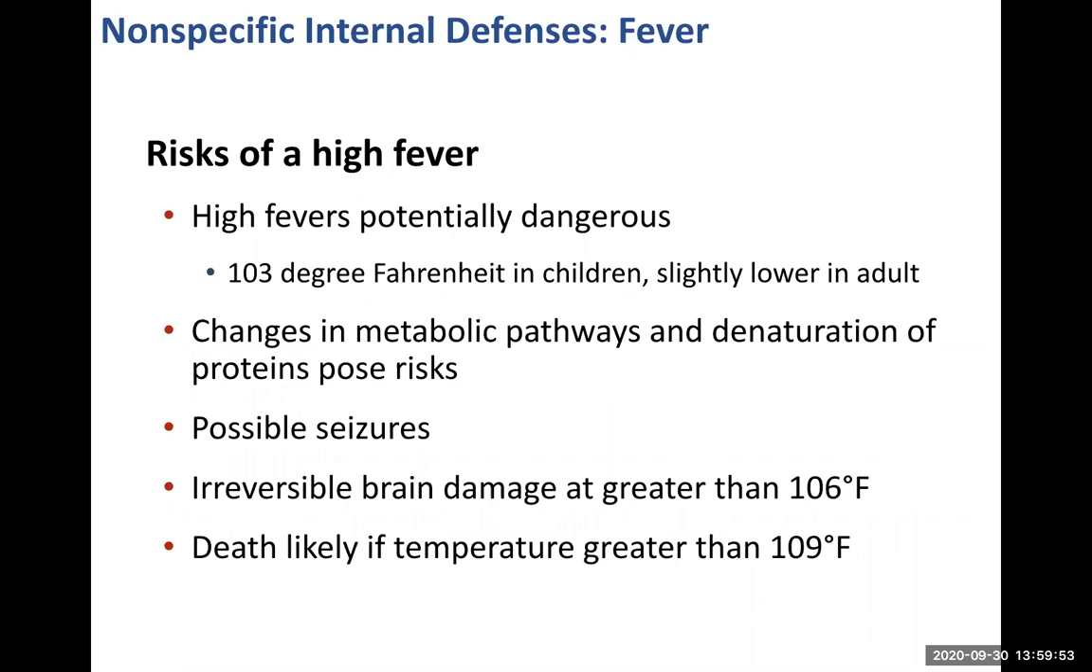However, if a fever becomes too high, that is very detrimental. The reason it's detrimental is because at high temperatures, proteins start to fall apart and denature. Above 105 degrees Fahrenheit, proteins start to fall apart. And once we reach 109 degrees Fahrenheit, that's not compatible with life. So fevers at around 109 plus degrees Fahrenheit result in death. And above 105, again, that's where we start to see seizure activity.